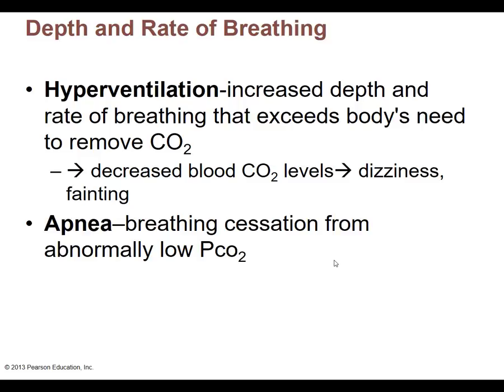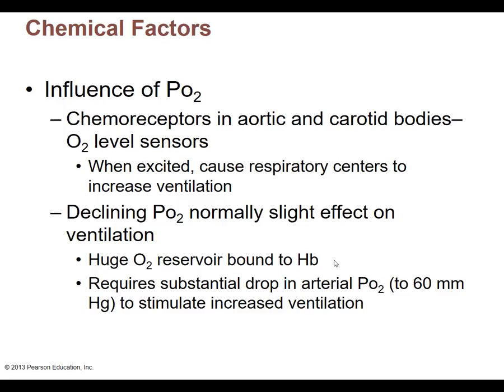Now, one of the chemicals that can influence breathing is oxygen, because most people are like, oh, it's oxygen that's totally influencing how much I'm breathing. It does have a little influence. We do have chemoreceptors, again receptors that detect chemicals such as oxygen, in our aortic and our carotid bodies. So these are in your aorta and your carotid arteries, detecting your oxygen levels.